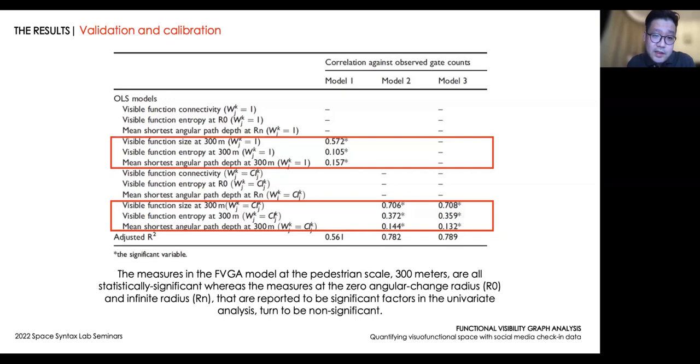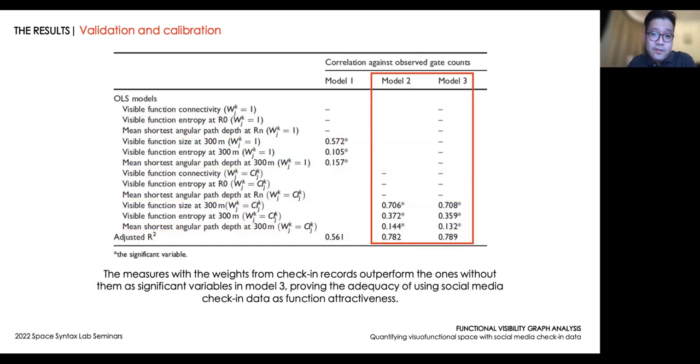So this confirmed that the checking data sets contribute to relatively better predictability of the flows. It confirms the necessity of using the check-in information. If you do not use the check-in information, the model will lose nearly 20% explanatory power. And the measures with weights from the check-in records outperform the ones without them as significant variables in model 3.